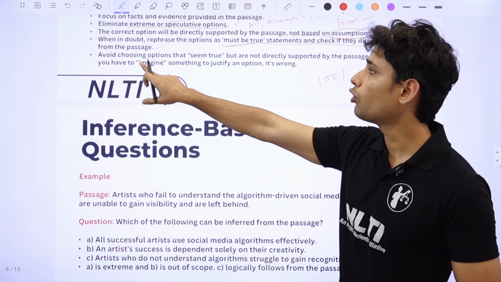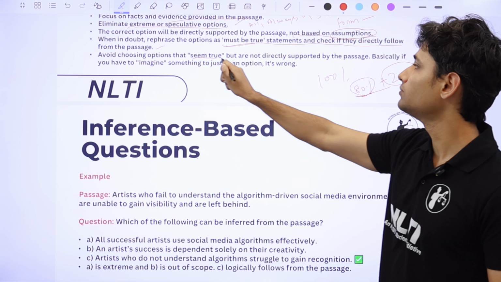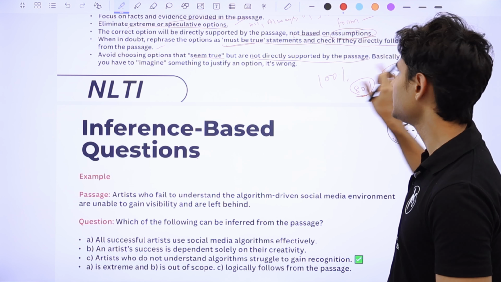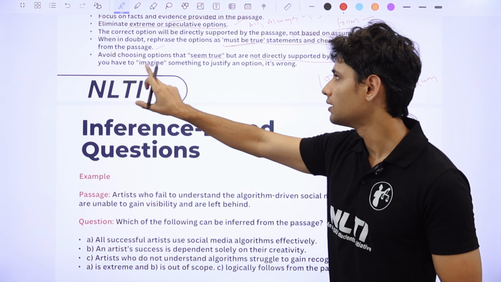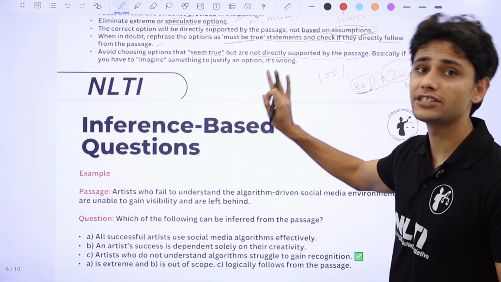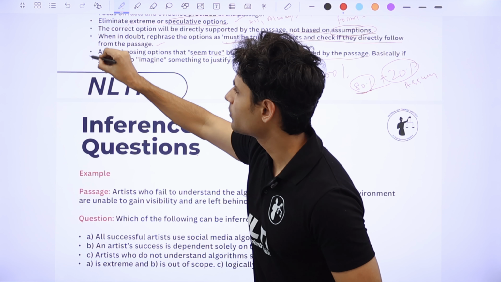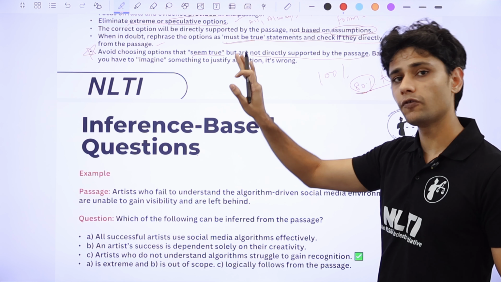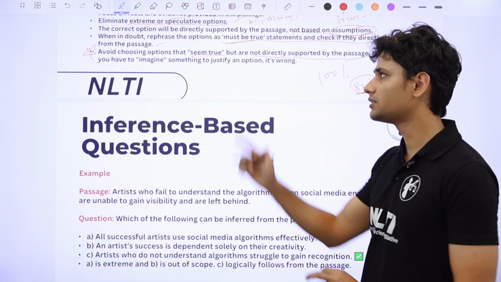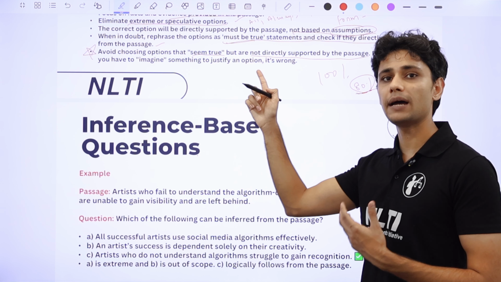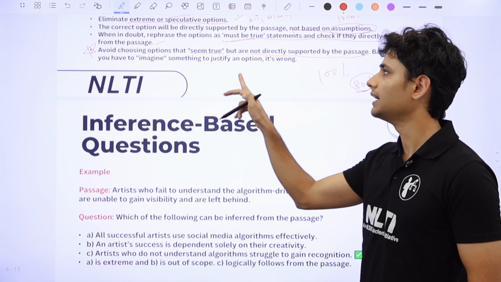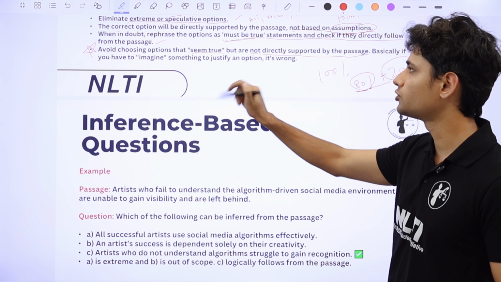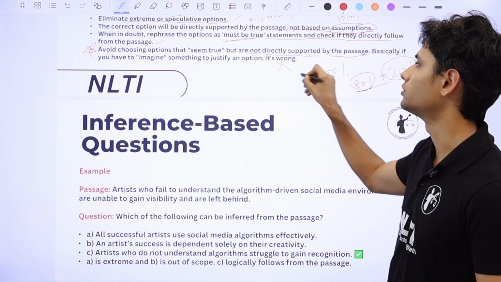As I stated, avoid choosing options that seem true but are not directly supported by the passage. Basically, if you have to imagine something to justify an option, it is wrong. This line, I'm star marking it because this is single-handedly the most important suggestion. If you face any inference-based question, this is perhaps the simplest trick you have to keep in mind. If you have to imagine something for an option or to justify an option, it is outright a wrong option.